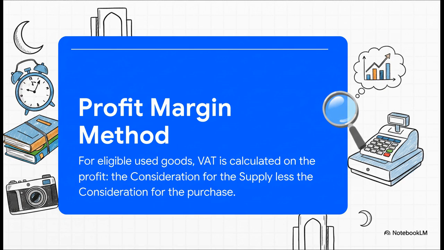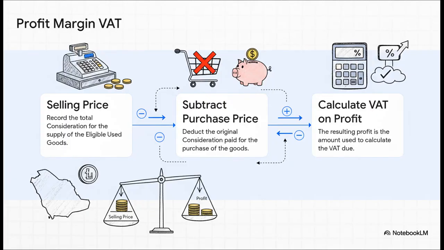Now, this is a really cool one, especially if you're in the business of selling secondhand items. It's called the profit margin method. Instead of charging VAT on the full price of an item, you only have to calculate it on your profit. It's a perfect example of how the VAT system can be flexible. And the calculation? It's super straightforward. You take your selling price, subtract whatever you paid for the item in the first place, and that difference, your profit, that's the number you apply VAT to. It's that easy. And get this, if you break even or take a loss on the sale, your VAT for that transaction is zero.